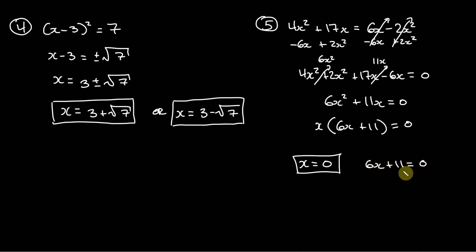We're going to subtract 11 from both sides. Again, it's just basic algebra. So 6x equals negative 11. We divide by 6 on both sides, isolating our x. That's going to be negative 11 over 6, and we can't simplify this anymore. So these are our two solutions.